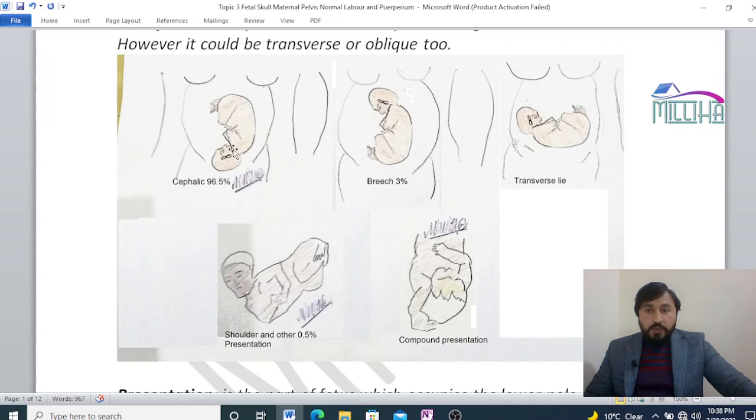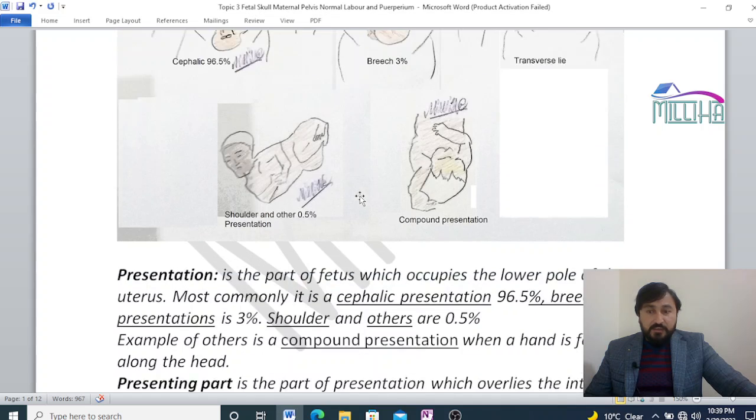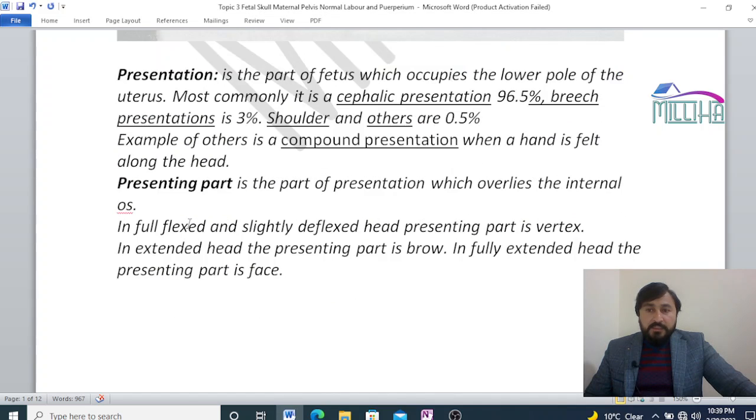So 96.5% is cephalic presentation, 3% is breech presentation, and there is 0.5% shoulder presentation, and others include compound presentation, in which the head and the hand, for example, this is called compound presentation, when you feel a hand along with the head of the baby, or the fetus. So this is shoulder presentation. This is cephalic presentation. This is breech presentation. This is lie. This is transverse lie. Okay, so here I have explained to you about the presentation.